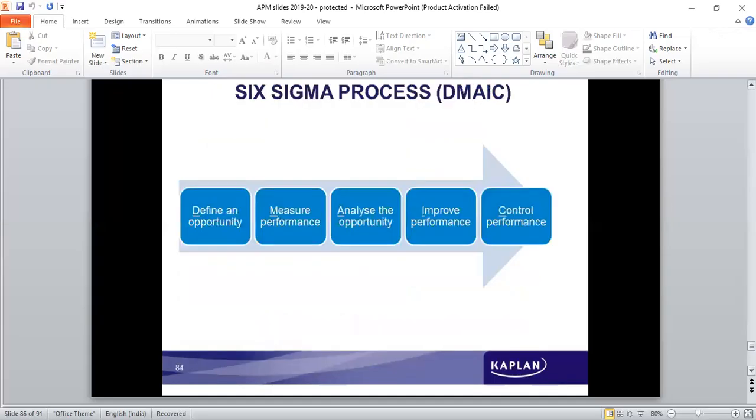The process of Six Sigma, for us in our syllabus, is given as DMAIC. There are other processes also. More or less the steps would be the same, but the emphasis on certain things differs in other processes. Here it is about DMAIC. D talks about define an opportunity. M is measure performance, A is analyze, I is improve, and C is control. So this is one process included in our syllabus. We will focus on this one and learn what it is.